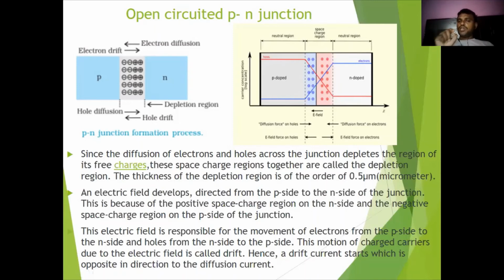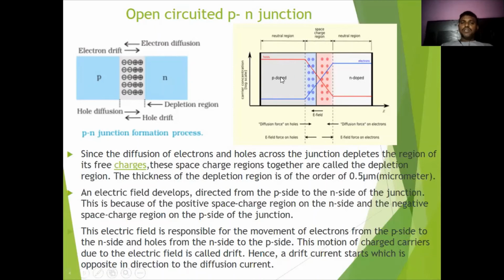current. So here the internal electric field is the cause that causes the motion of the electrons from p side to n side, and holes from n side to p side. So this type of current is called drift current. That is the point I have mentioned here. This motion of charge carriers due to the electric field is called drift. Hence, the drift current starts, which is opposite in direction to the diffusion current.